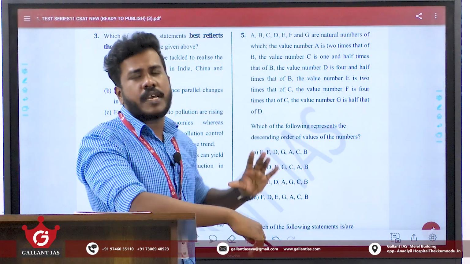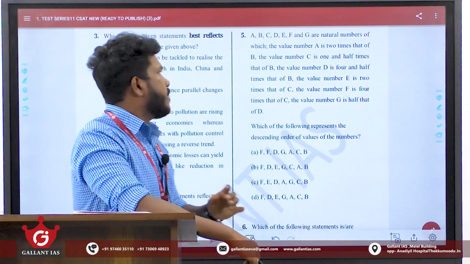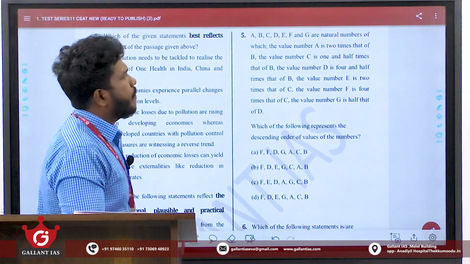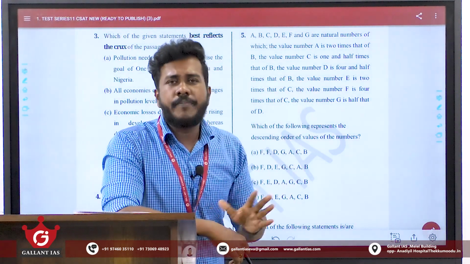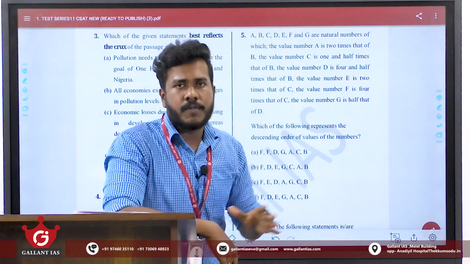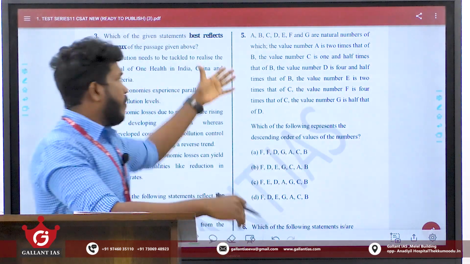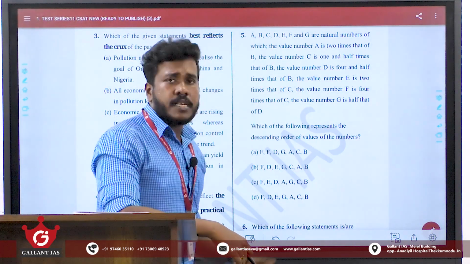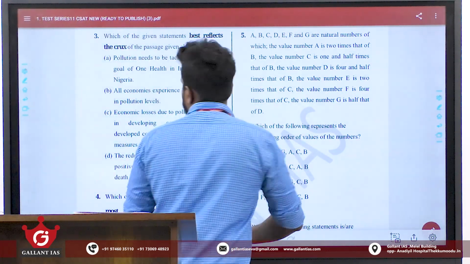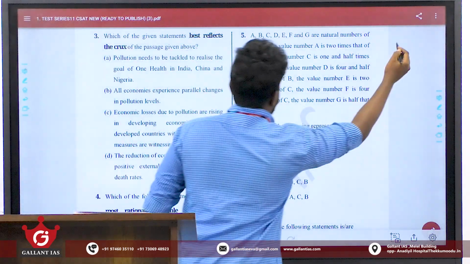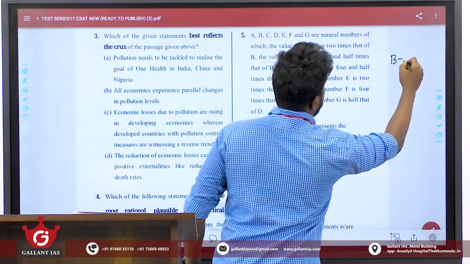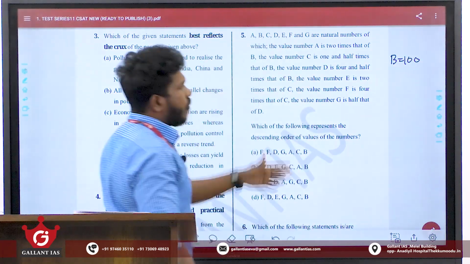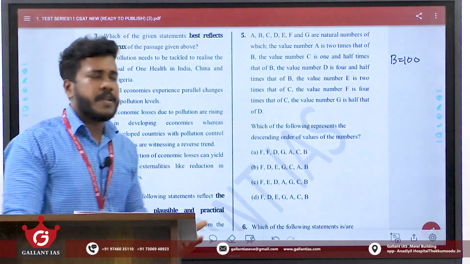There are many ways you can solve this question, but I think the easiest way is to assume some value for B and then find all the remaining variables. Once you assume the value of B, you just find the remaining variables, right? So I'm using that method here. I'm assuming the value of B as 100, which is the easiest way, since the calculation becomes a bit easier.